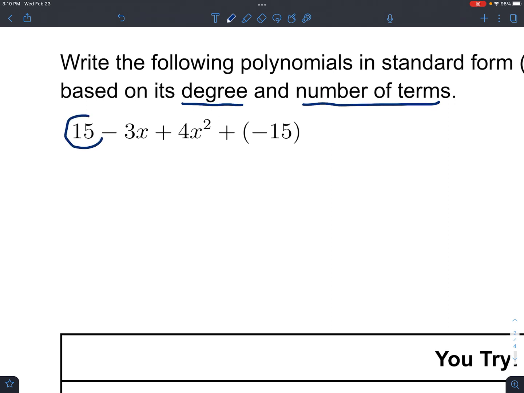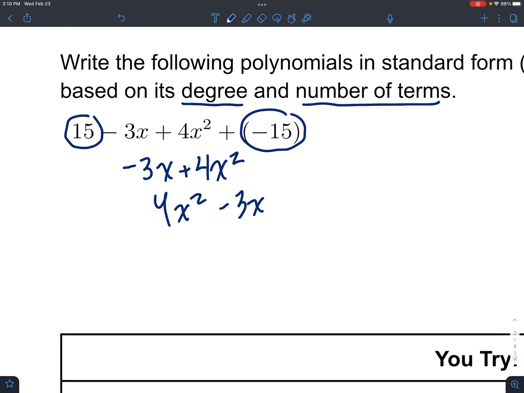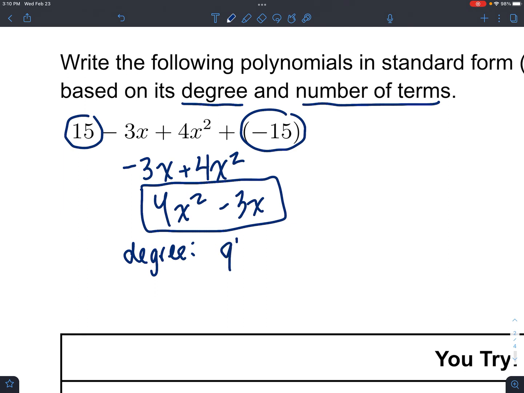First things first here, I do have 2 constants, and they actually cancel each other because 15 minus 15 is 0. So I'm going to reorder this in standard form. And so degree. It's 2nd degree, so that would be quadratic. And for the terms, there's 2, so this would be a binomial.